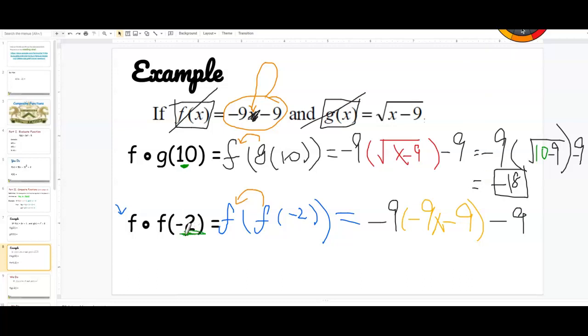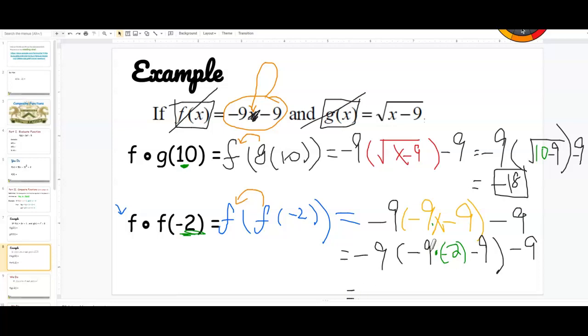This time inside the number is -2, so you're going to replace x by -2. And rewrite your equation is -9, parenthesis -9. When you see x, replace it by -2. Before it's -9 times x, now it's -9 times -2. Give it a parenthesis and keep copy -9, parenthesis -9. You can put everything here in the calculator and you're gonna have a result.